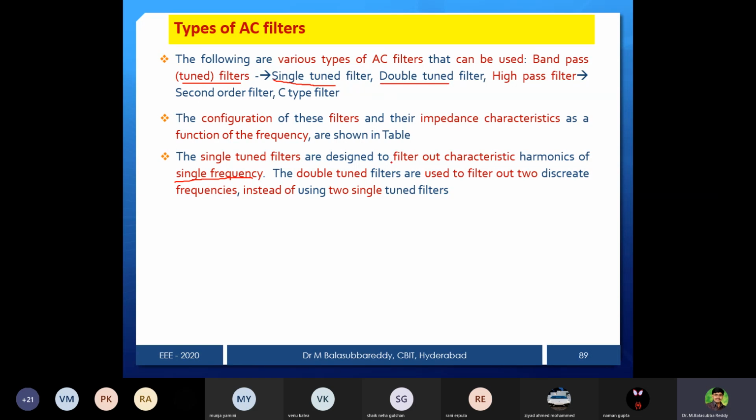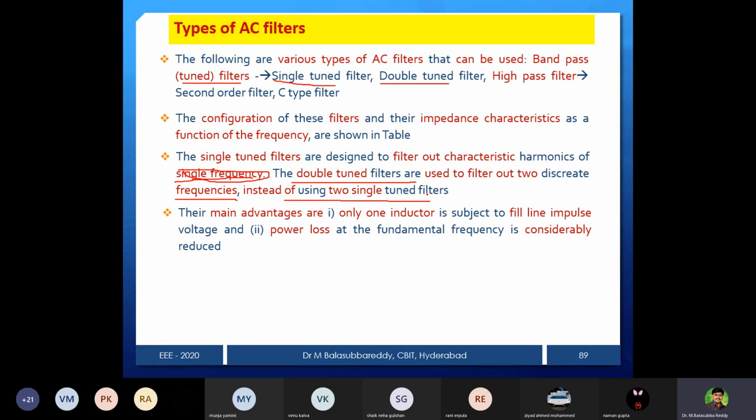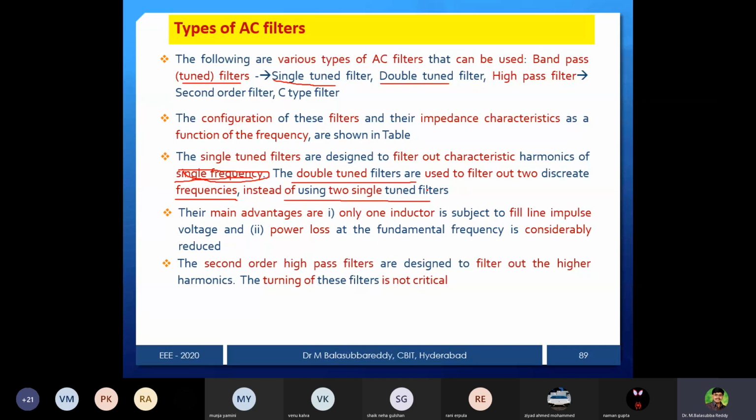A single tuned filter is used to filter out a single frequency harmonic, and a double tuned filter is used to filter out two discrete frequencies instead of two single tuned filters. Either you can use two single tuned filters, or directly use a double tuned filter. The advantages are that only one inductor is subjected to the line impulse voltage, and the power loss at the fundamental frequency is reduced. And second order high pass filters are designed to filter out the higher harmonics.